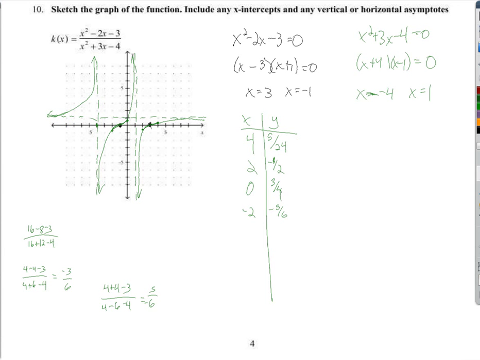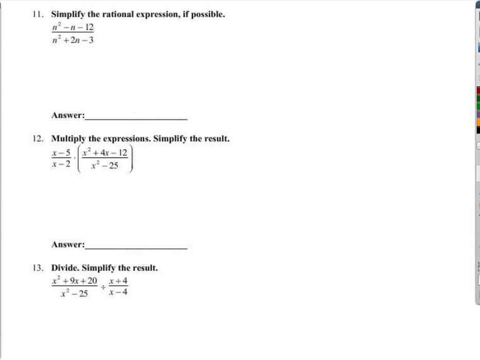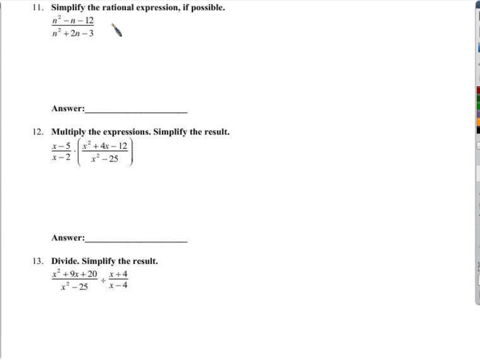Okay. Last page. Okay, we're going to simplify this rational expression. The only way you can simplify a fraction is if it has a common factor in the numerator and denominator. The only way we're going to know the factors of the numerator and denominator is to factor them. So we'll factor the numerator and denominator. We got n minus 4, n plus 3 over, what does this factor as? n plus 3 and n minus 1. So the n plus 3 and n plus 3 divide each other out, and we have n minus 4 over n minus 1.